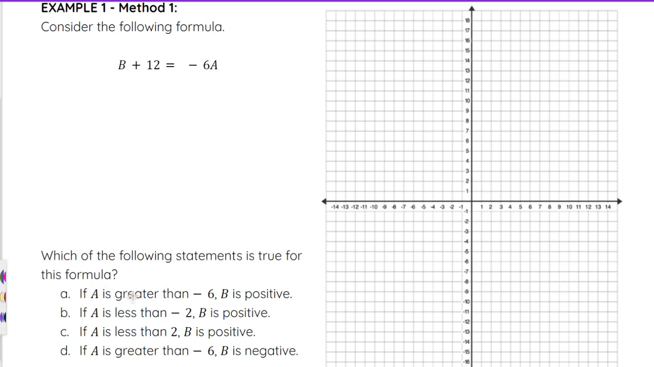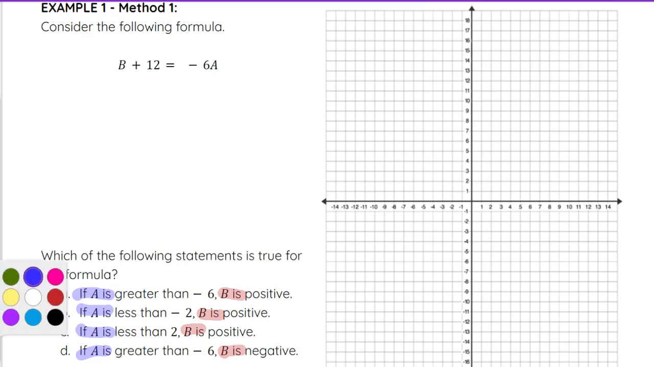So we see in our answer choices that they are all formatted a similar way. They are formatted as: if a is something, greater than, less than, -6, -2, 2. We see different numbers and different descriptions, greater than or less than, but we see that they all start with 'if a is something.' Then in return, b is something else. So b is changing or dependent on a.